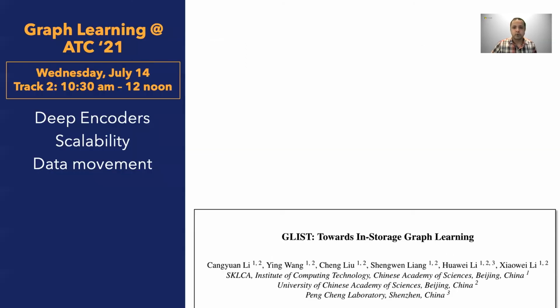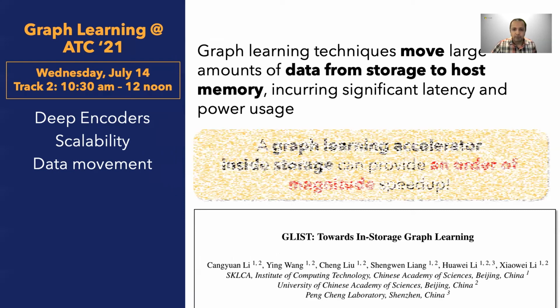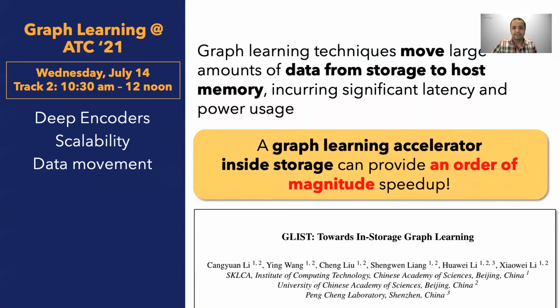The first one is going to be presented at ATC on July 14th. Here, the authors look at the problem of scaling deep encoders. They observe that today, techniques move large amounts of data from storage to host memory, and that this results in large latency and power usage. The paper then asks a simple question: why not avoid data movement at all? Based on this, they propose an accelerator inside storage and show that you can speed up graph learning by an order of magnitude, which is excellent.